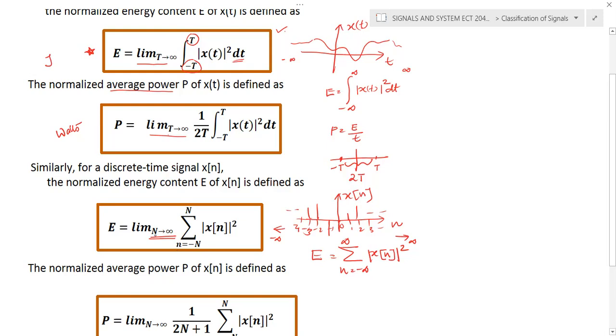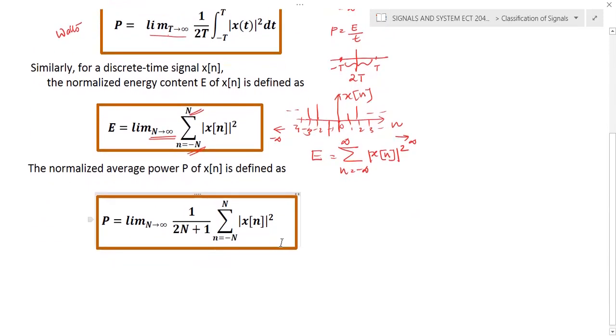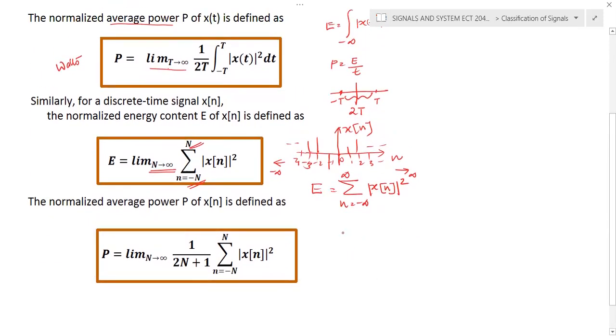Either you can use limit n tending to infinity with n from minus n to plus n, or you can directly apply the formula n equal to minus infinity to infinity modulus of x of n the whole square. Similarly, if you write the power equation, here again the power and energy relationship is power is energy by time.